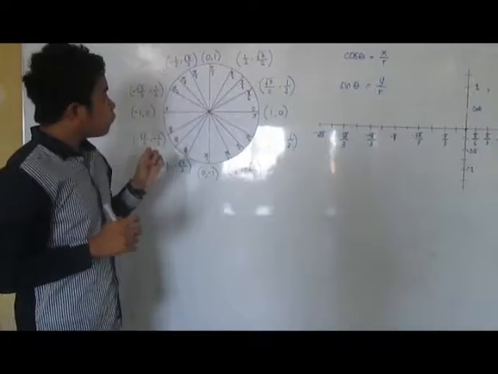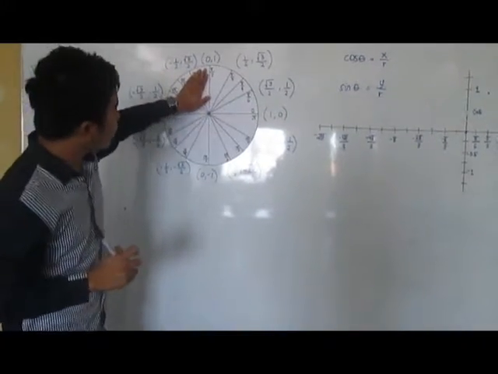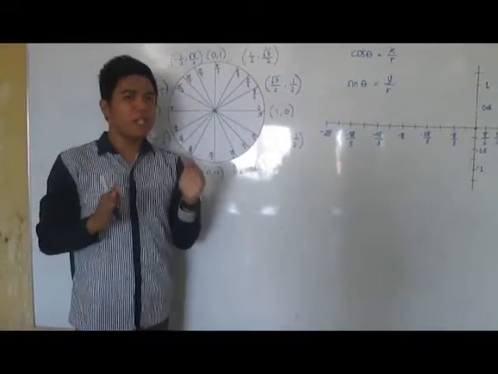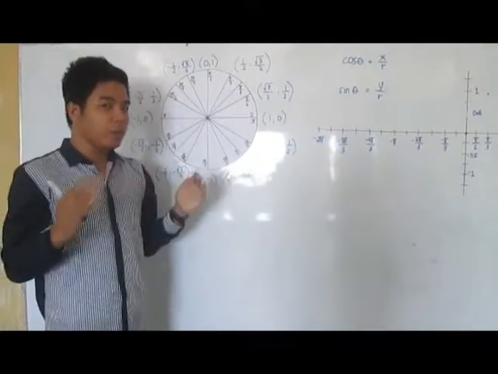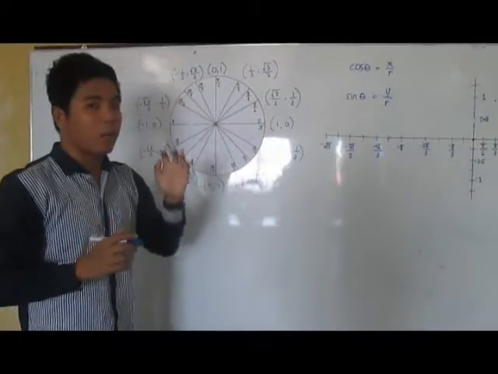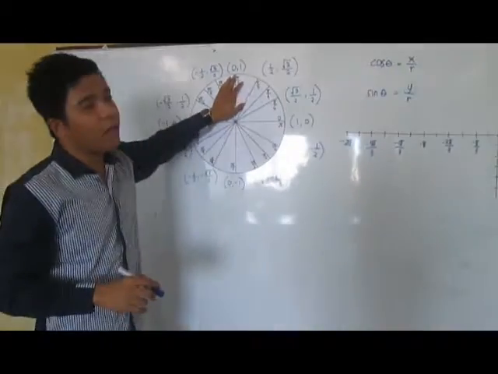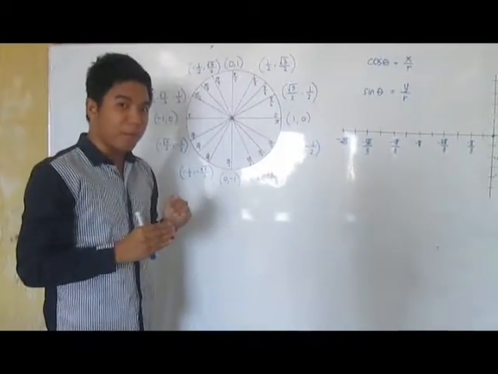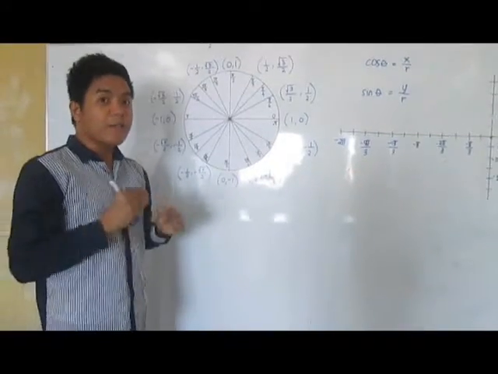At pi over 2, if there is no change in the amplitude at all, that means that we are only considering our basic function. This point in our y becomes the maximum, and our x becomes the minimum.